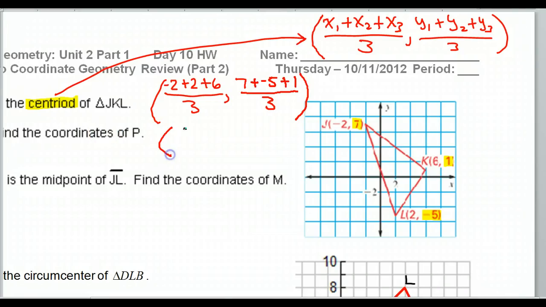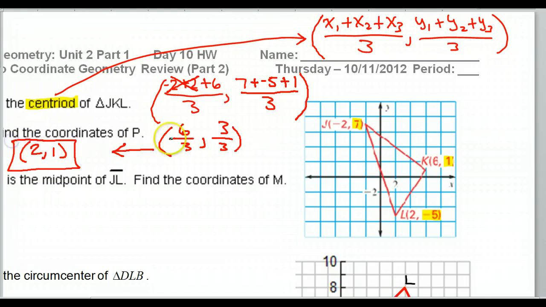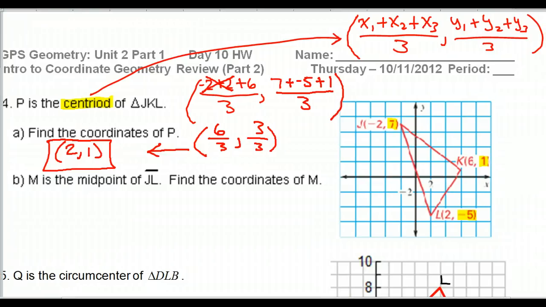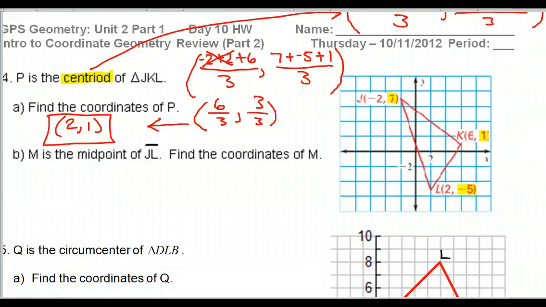So here I go. Of course, the negative 2 and positive 2, they cancel each other out. So that's just going to leave 6 over 3. 7 minus 5 is 2, and then 2 plus 1 is 3. So this is like 3 over 3. So that's why the coordinates of the centroid will be 2, 1. Okay, 2, 1. So that's it. If you're doing centroid, you just simply take the average of the x's and the average of the y's.